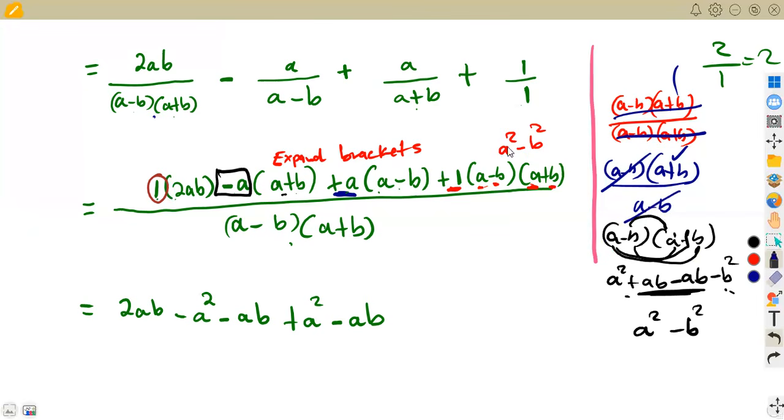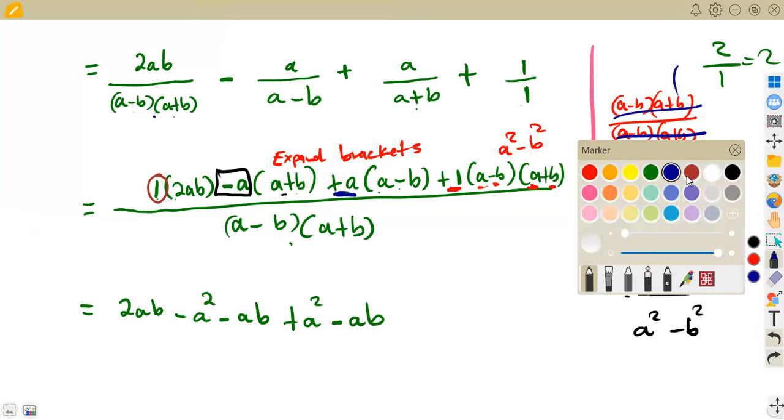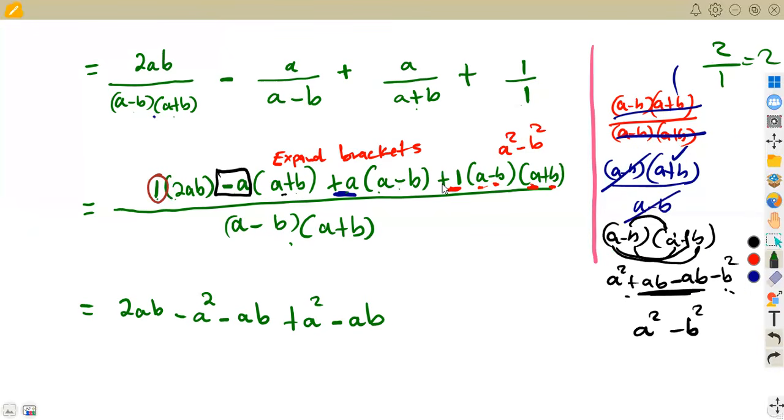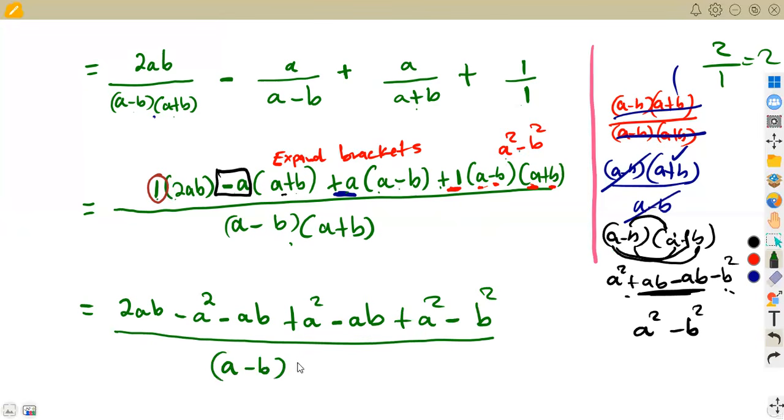But this part, a squared minus b squared, must be multiplied by what? By the positive 1. So if we multiply by a positive 1, is it going to affect? It's not going to affect. Plus 1 times a squared, that would be just plus a squared. Plus 1 times minus b squared, minus b squared. Everything over the LCM, maintaining our LCM as it is, which is a minus b into a plus b.